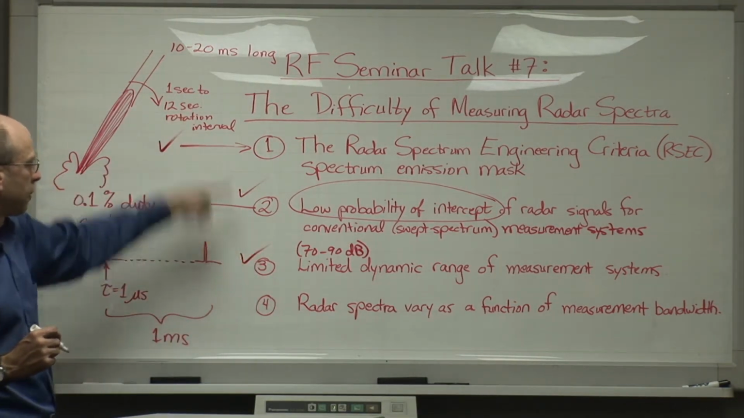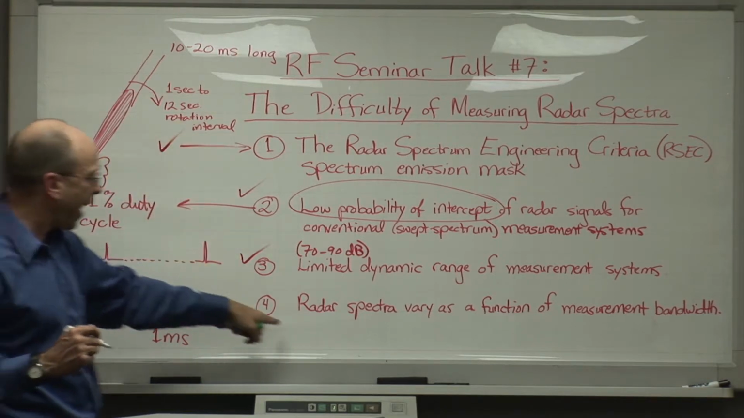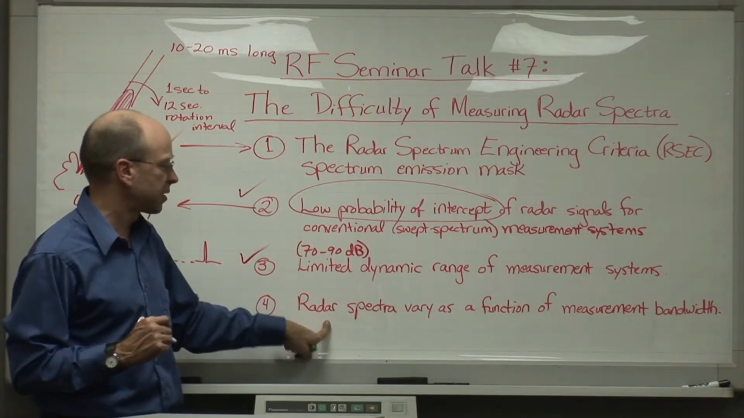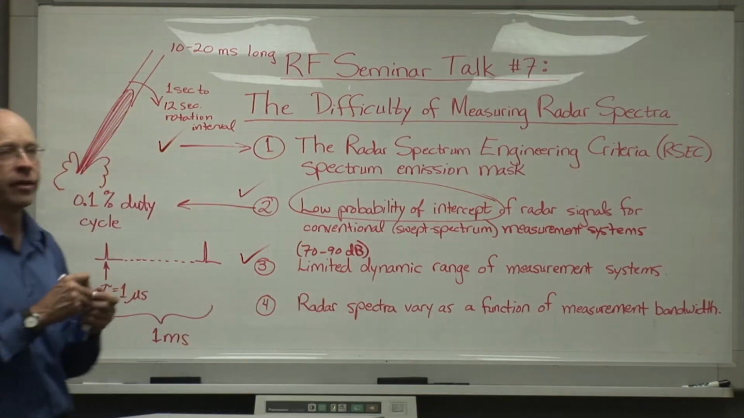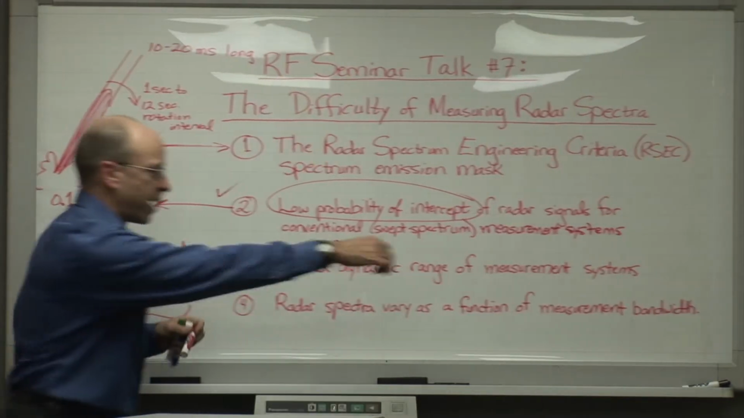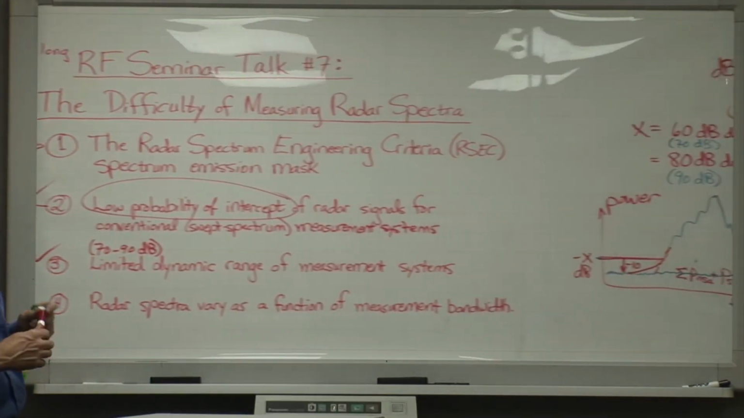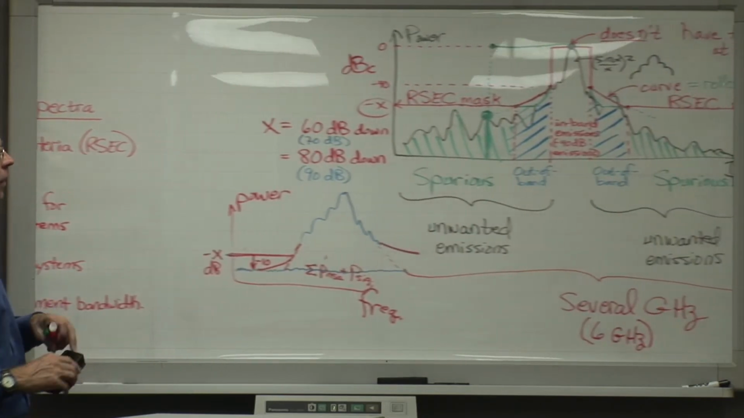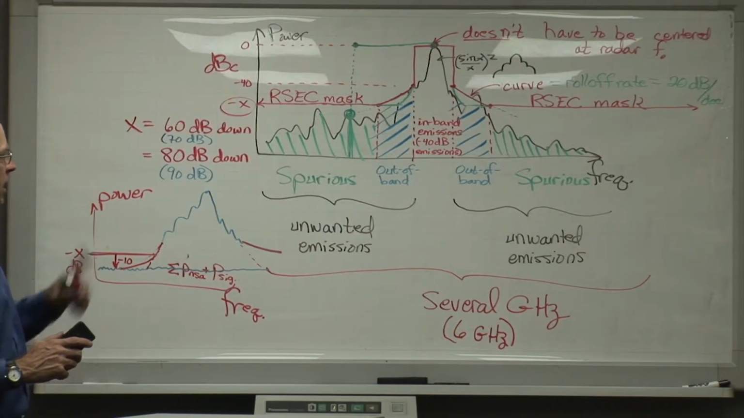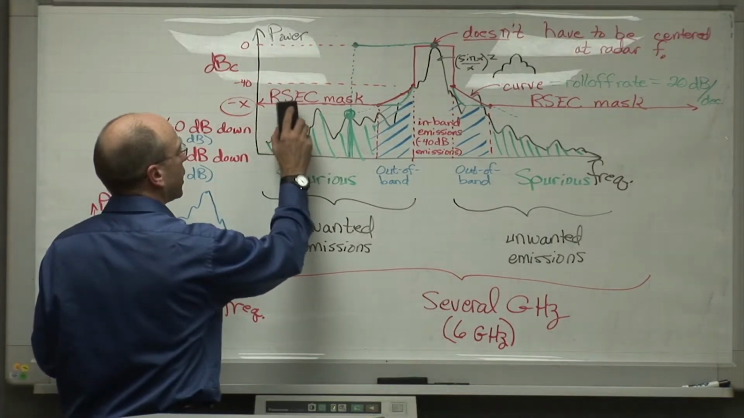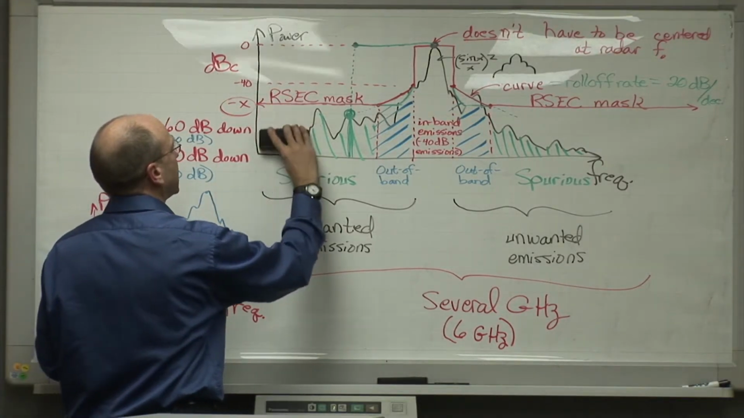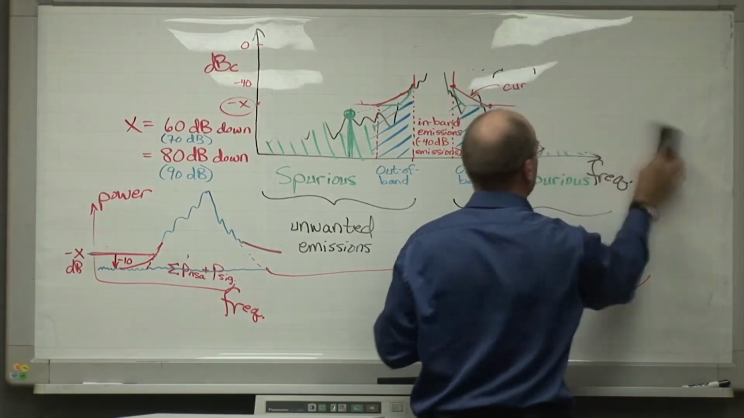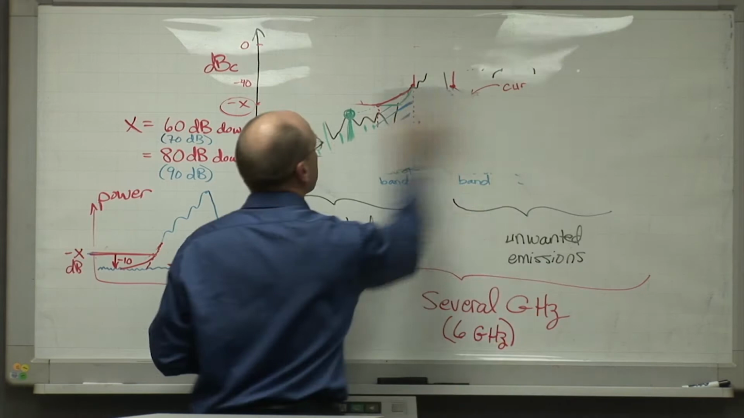Okay, so this is our problem outline. Now the last piece of the puzzle, which I'm going to draw on the board, is the most subtle of all. The radar spectrum varies as a function of the bandwidth that we use to make the measurement. Now I'm going to erase this and redraw it. We'll get this back. I'll get it back in a moment.